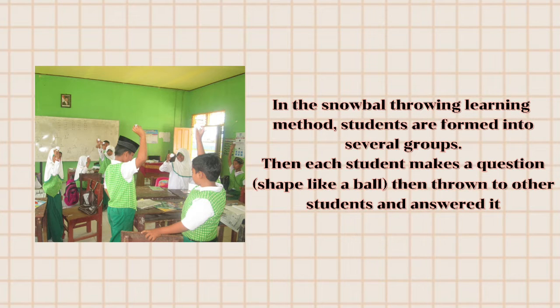Next, as you can see on the screen, it is a picture, the real form of the snowball throwing learning method. In the snowball throwing learning method, students are formed into several groups represented by the group leader to get assignments from the teacher. Then, each student makes questions that are shaped like a ball, a question paper, then thrown to other students, to which each student answers the question of the ball obtained.